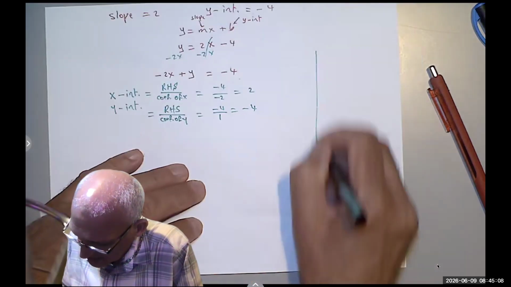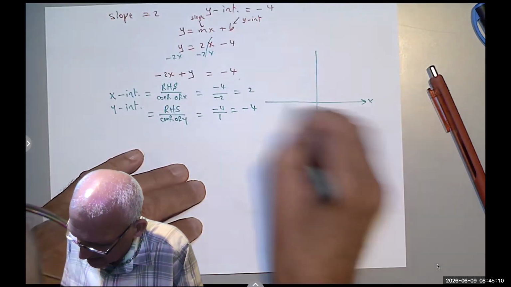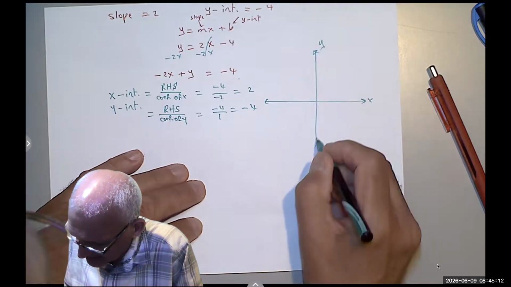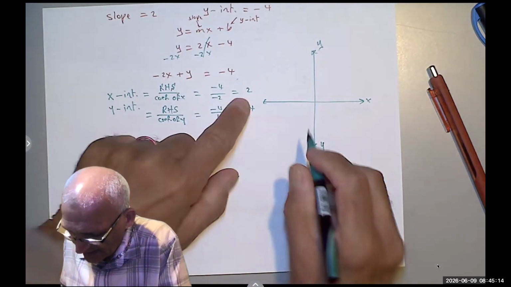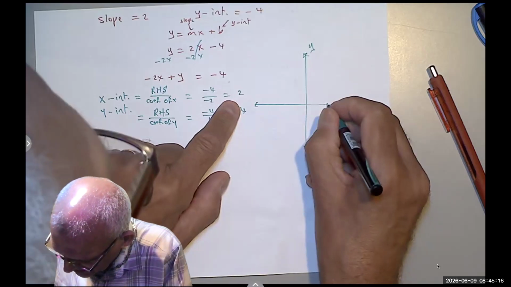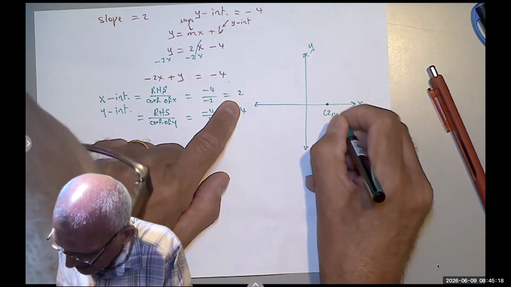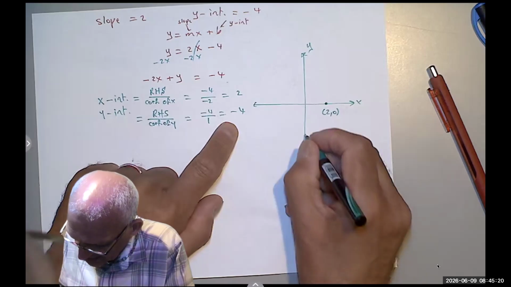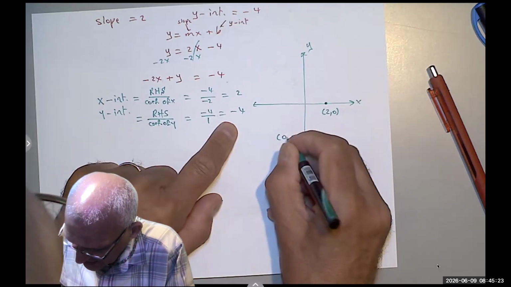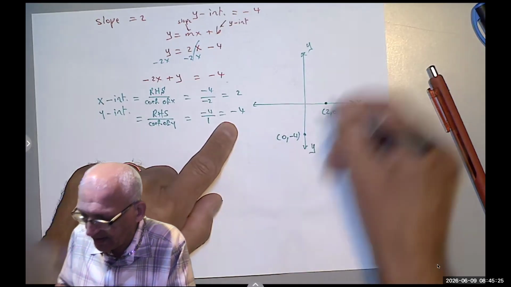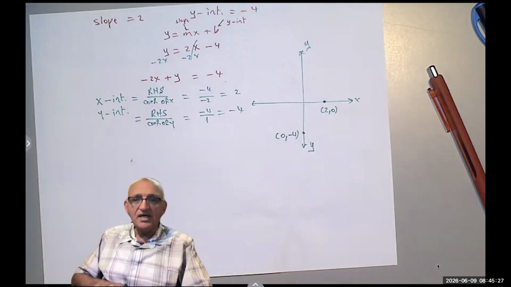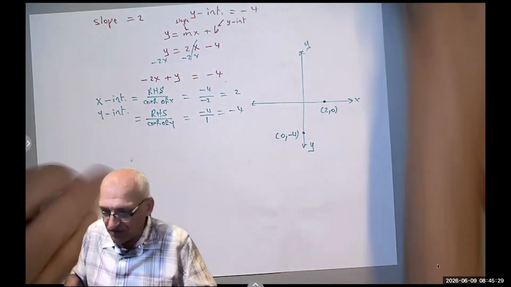So I have the x and the y axes. I say the x-intercept is at 2, so this is 2 and 0. And the y-intercept is at -4, so this is 0 and -4. And now I can join these 2 points and plot the line, which you see here.